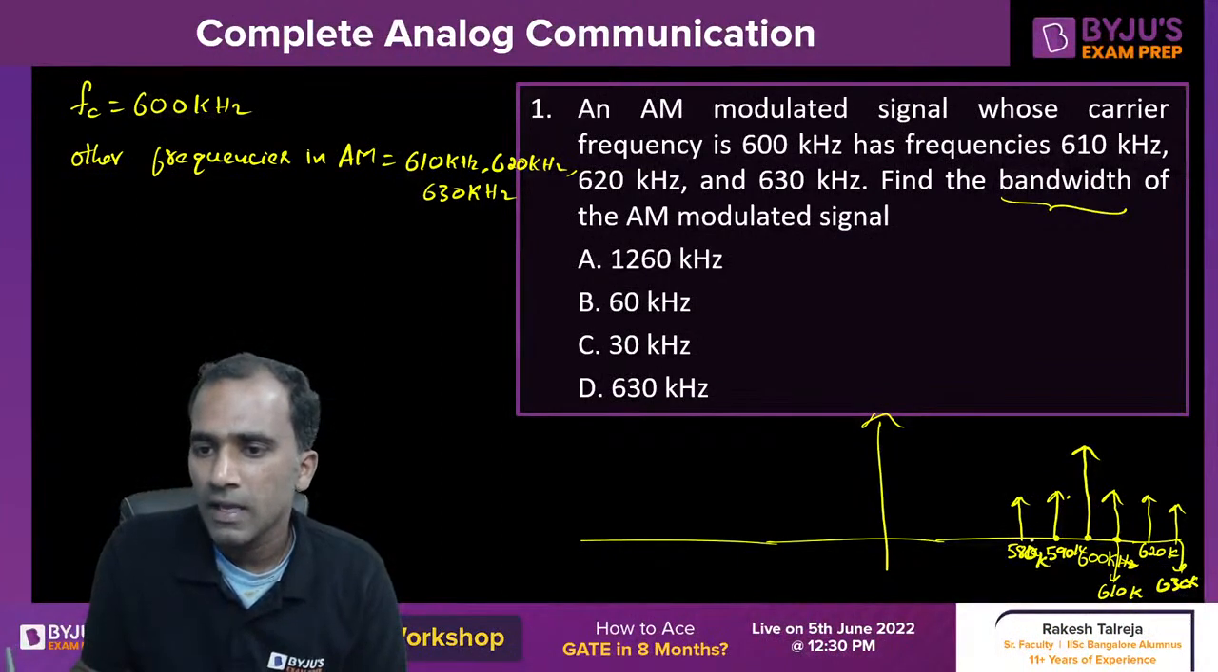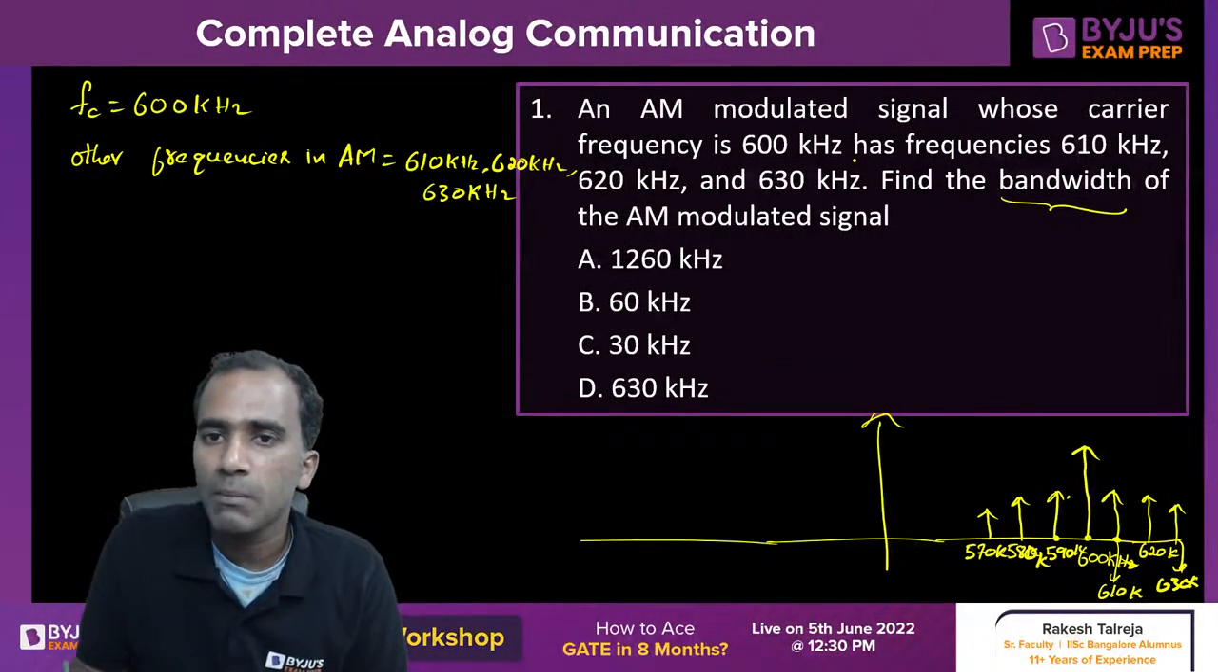580 and 620, these two are symmetric because they are both at the same distance from 600 kilohertz. Next, 630, this impulse is at a distance of 30 kilohertz from the carrier frequency. So which means on the opposite side, at a distance of 30 kilohertz, what is the frequency? It is 570 kilohertz.